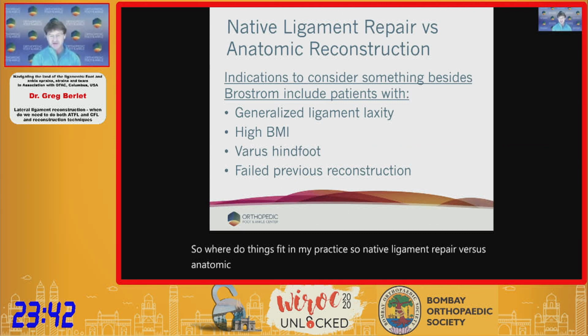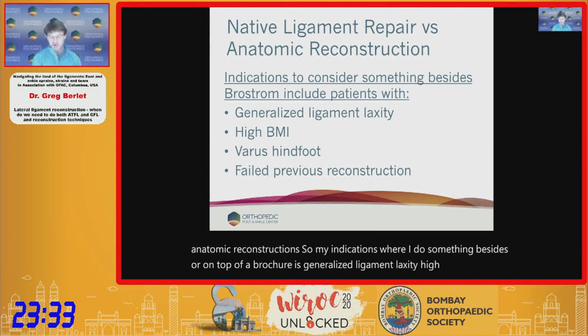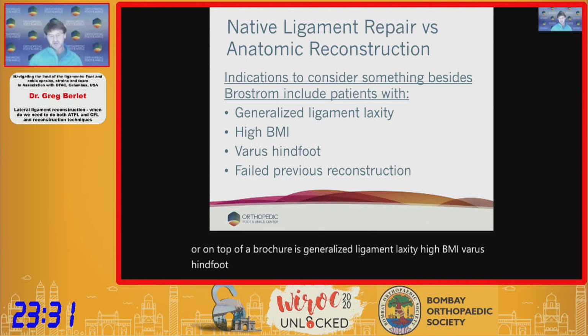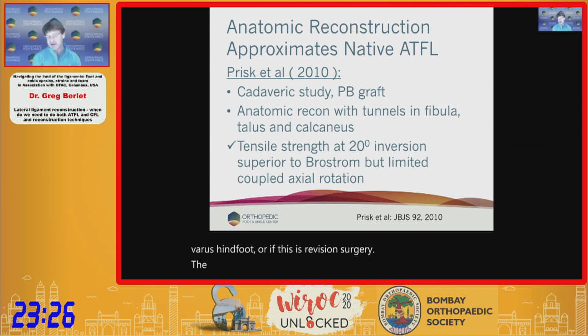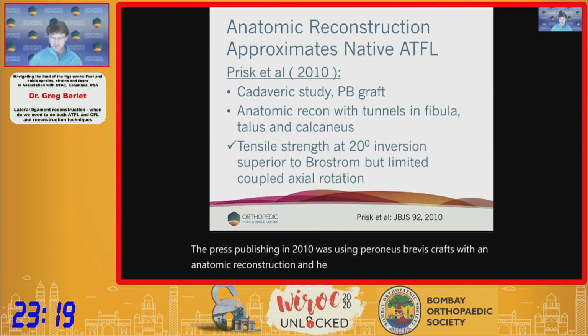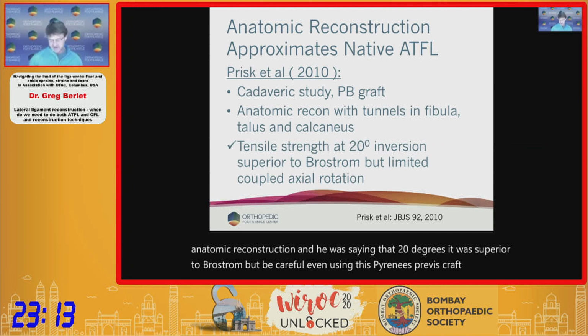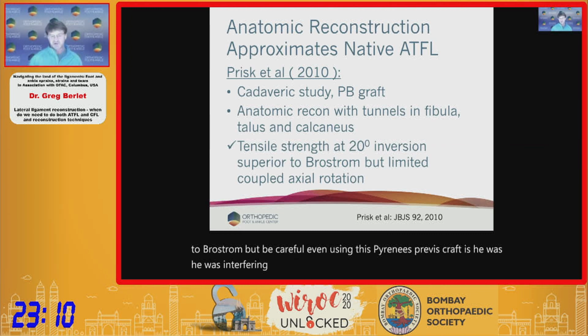So my indications where I do something besides or on top of a Brostrom is generalized ligament laxity, high BMI, varus hindfoot, or if this is revision surgery. The paper by Pries, published in 2010, was using peroneus brevis grafts with an anatomic reconstruction. And he was saying that at 20 degrees, it was superior to Brostrom, but be careful, even using this peroneus brevis graft, he was interfering with coupled axial rotation.